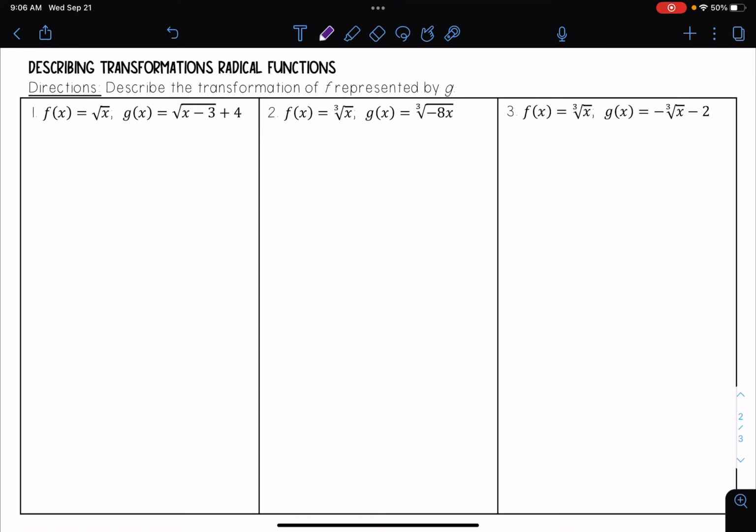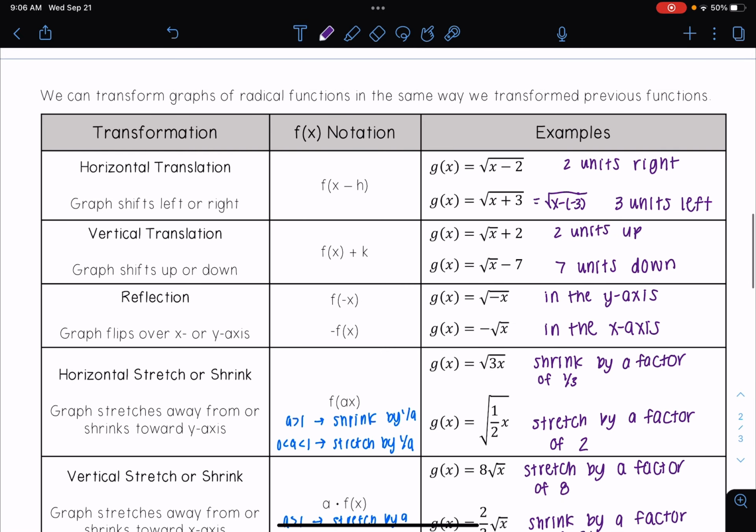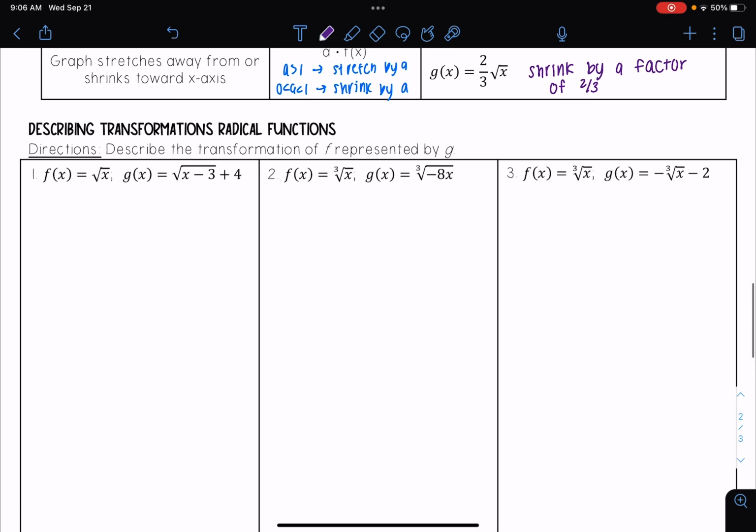In this video, we're going to be talking about describing transformations of radical functions. So we're going to describe the transformation of f represented by g. My parent function here is f of x equals the square root of x, and g of x is equal to the square root of x minus 3 plus 4. Looking at my list of transformations, I see that looks like a horizontal translation and a vertical translation. So here my h is 3, and my k is 4.